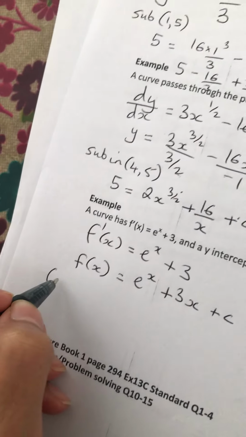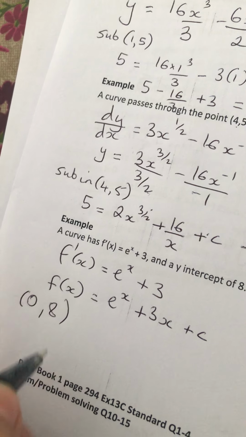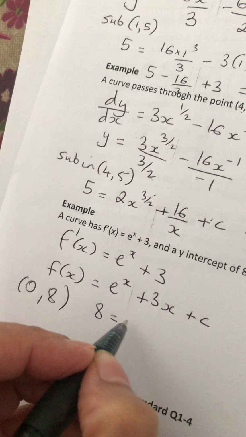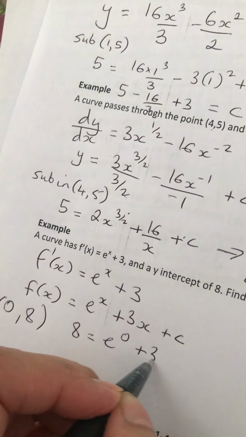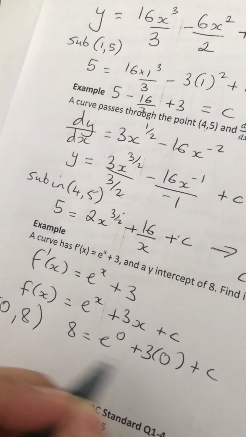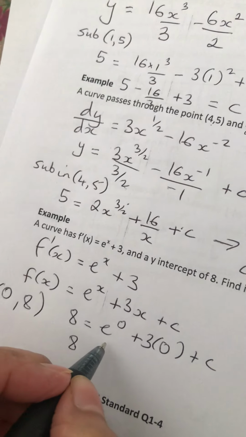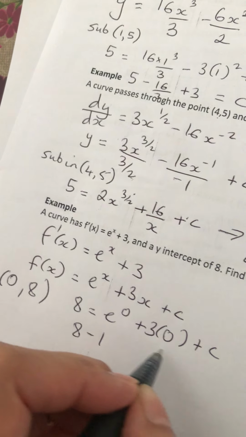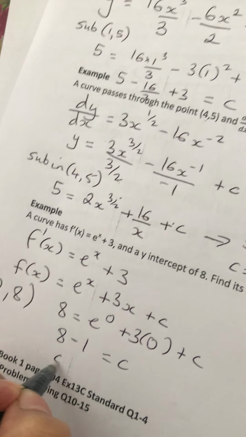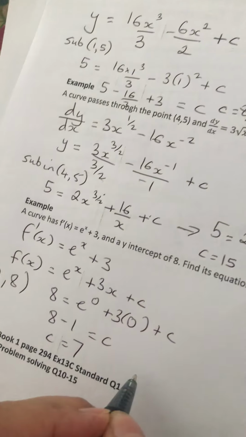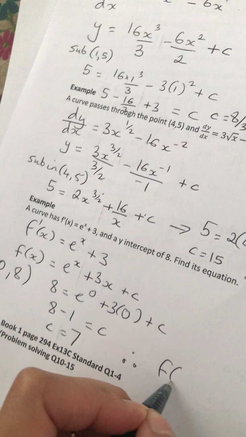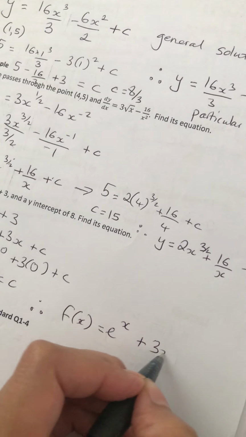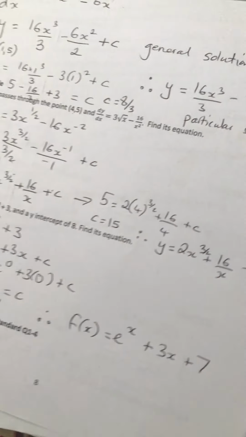Now remember, y-intercept means when x is 0, y is 8. So I'm going to sub in x is 0 and y is 8. So 8 would equal e to the 0 plus 3 times 0 plus c. Now e to the 0, you should know anything to the power 0 is 1. So I'm going to take off 1. That's 7 would equal c. So c is 7. Therefore, f of x is e to the x plus 3x plus 7.